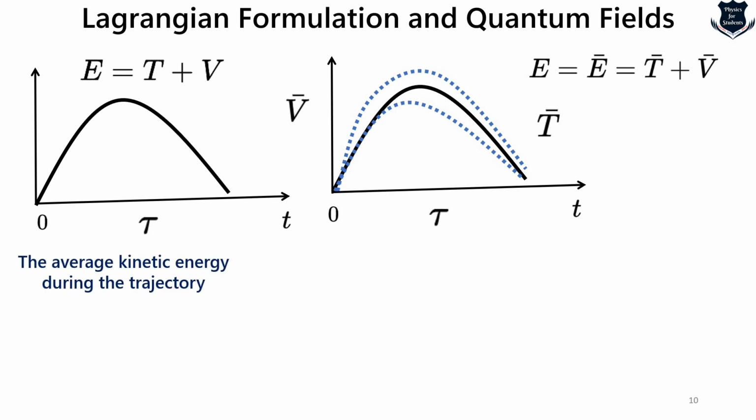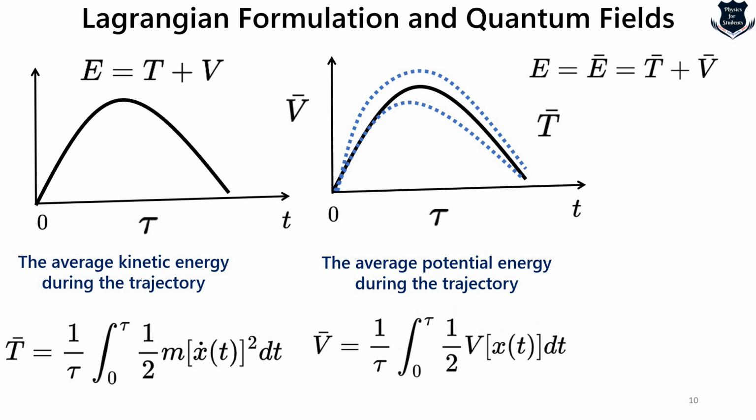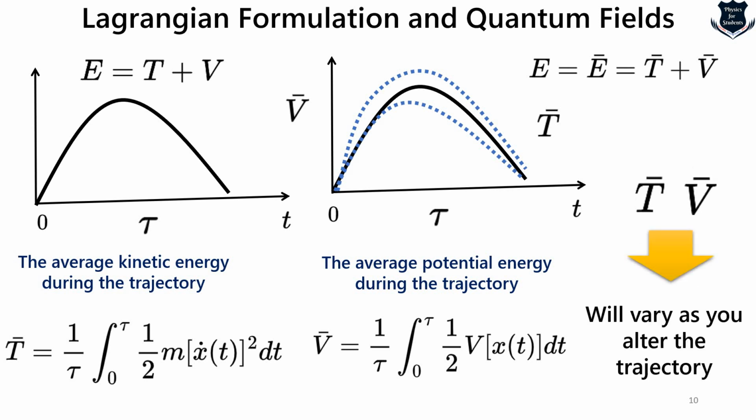Now you see the average kinetic energy during the trajectory can be given by this equation. Simple. So I am taking t bar equals 1 upon tau, integrating from 0 to t. And the average potential energy during this time of trajectory would be this one. So what we get is that this t and v will vary as we alter the trajectory.